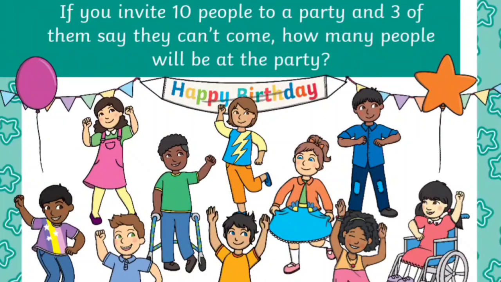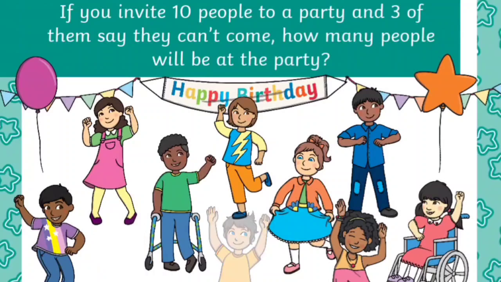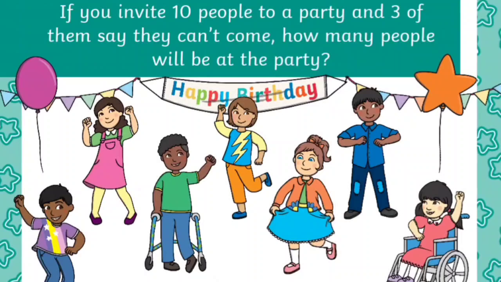If you invite 10 people to a party and 3 of them say they can't come, how many people will be at the party? If we have 10 and 3 of them will not come, we will take away 3 people. So we will have only 7 people at the party.